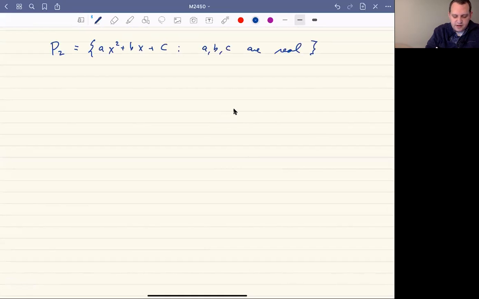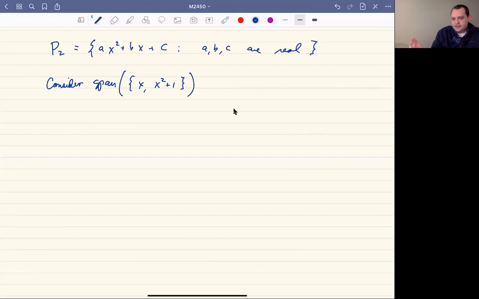Let's consider the span of the vectors, let's say x and x squared plus 1. I want to know, is this all of P2? Is it not? Is it some subspace? Is it not a subspace?